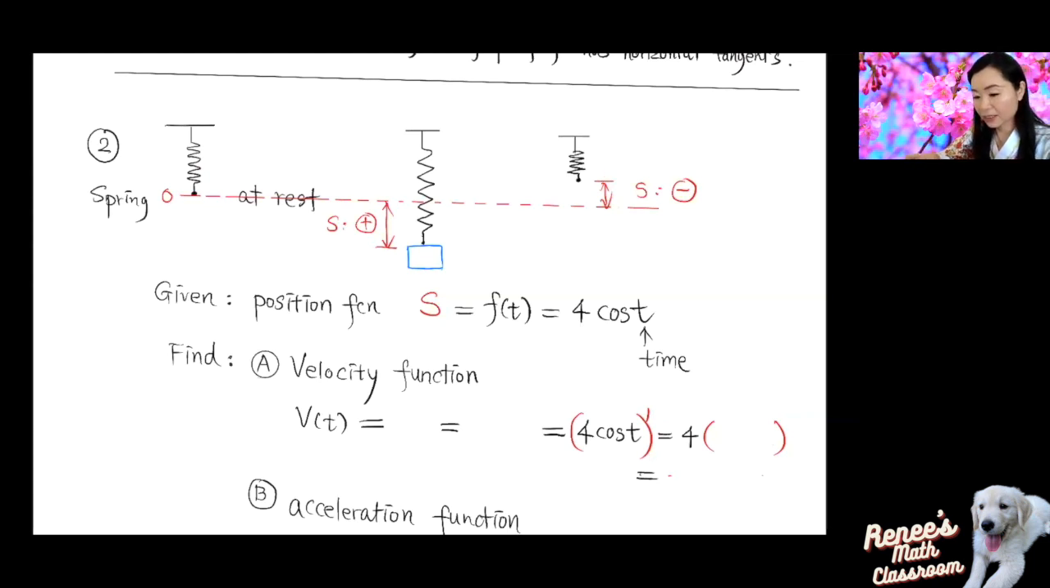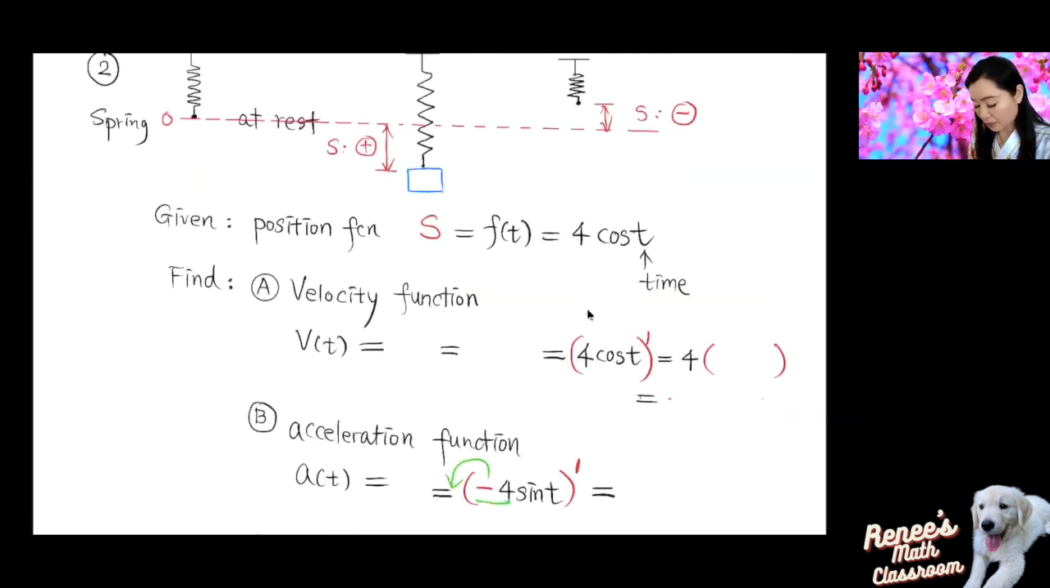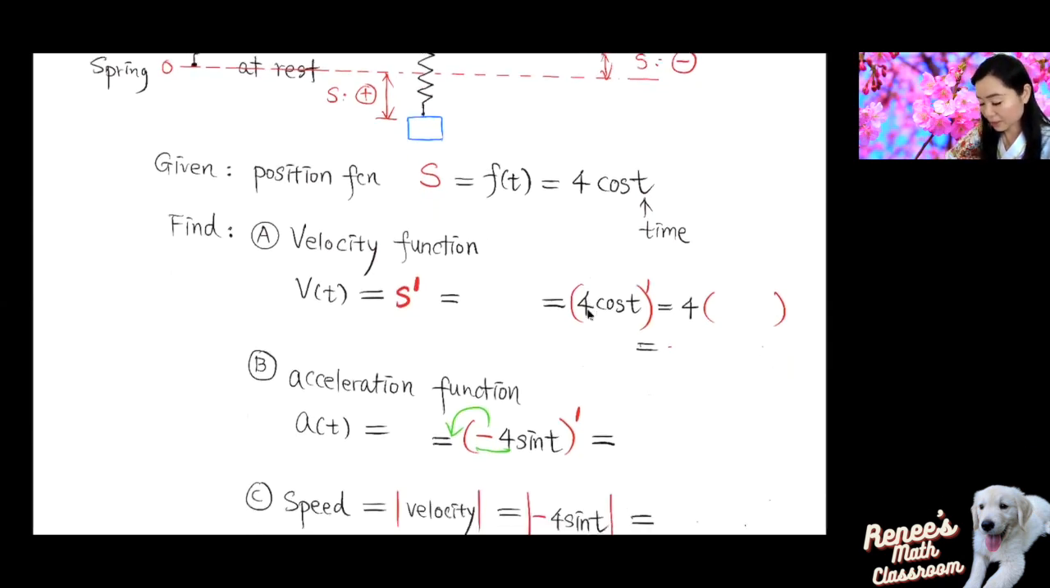So this is the position function. We're given the position function of this object. It's 4 cosine of t, where t here is time. We're trying to find the velocity function of this object. Velocity corresponds to the first derivative of the position. So we differentiate this function.